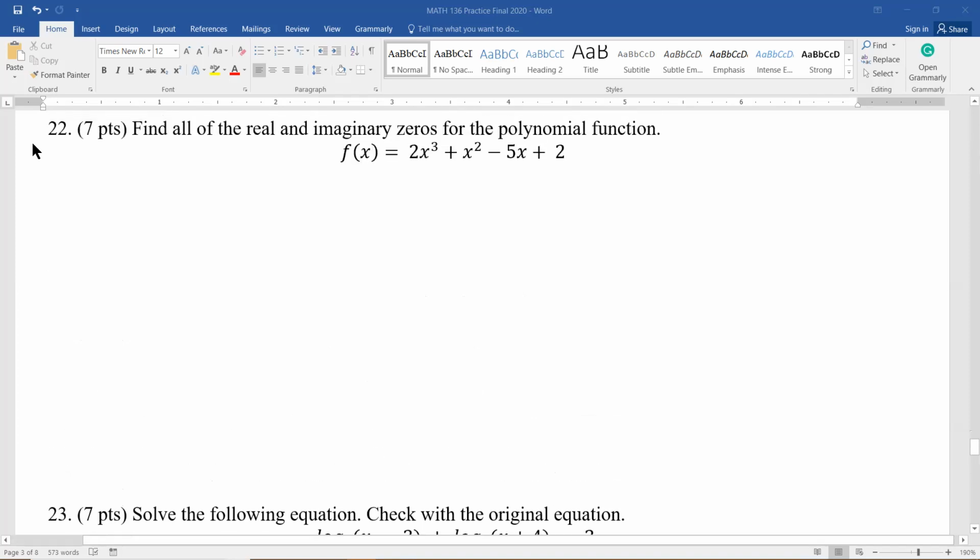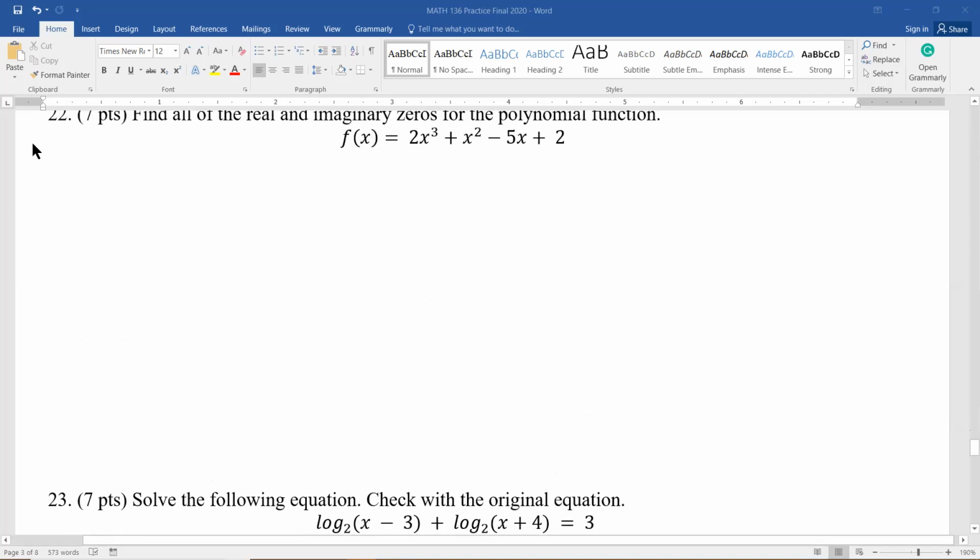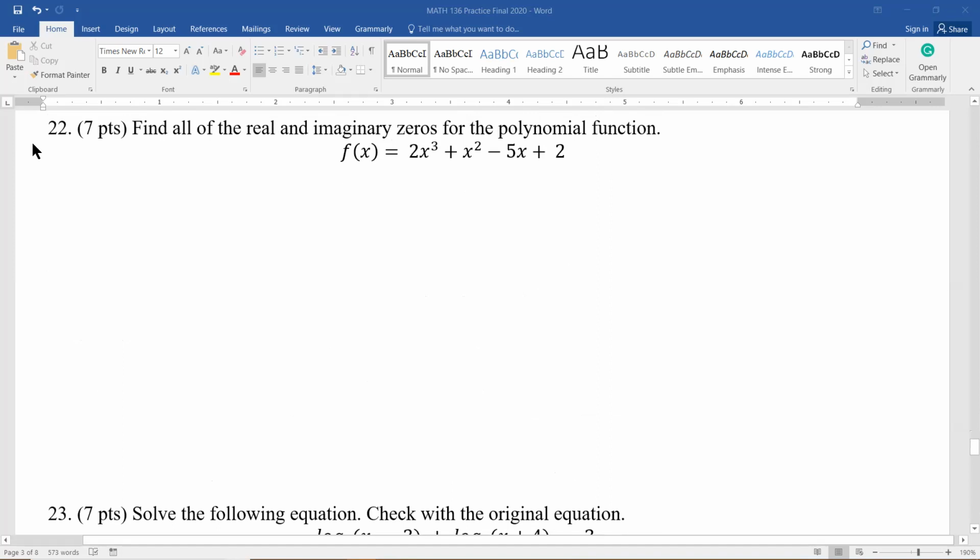Question number 7, we're asked to find all the real and imaginary zeros of this polynomial function. This polynomial function will not factor using factor by grouping. So you can't factor by grouping. This is where we're going to have to use the rational root theorem.